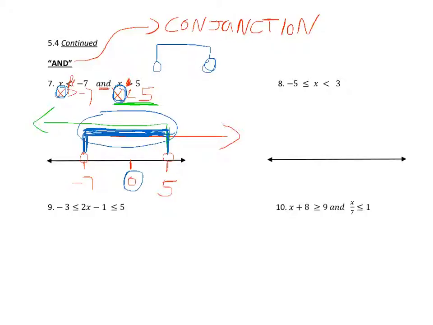See how there's no word? If there's no word, then it's assumed to be this case with then. I'm going to rewrite this a different way. I'm going to put x first. Now, if I read this right to left, it's x is greater than or equal to negative 5.